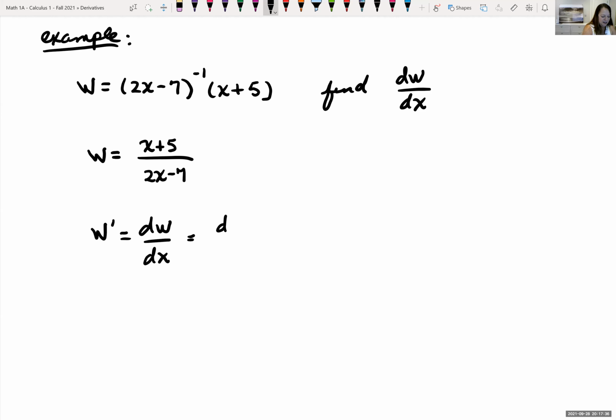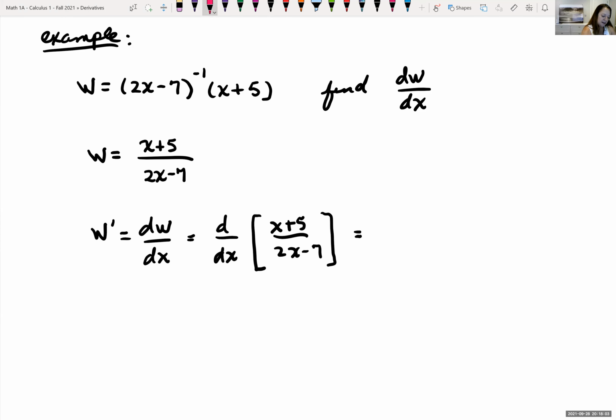So I'm just getting you used to again how to write all of this. So the derivative of w with respect to x is equal to d dx. That's telling me I'm taking the derivative of this piece, x plus 5 all over 2x minus 7, which means I need to use my quotient rule.